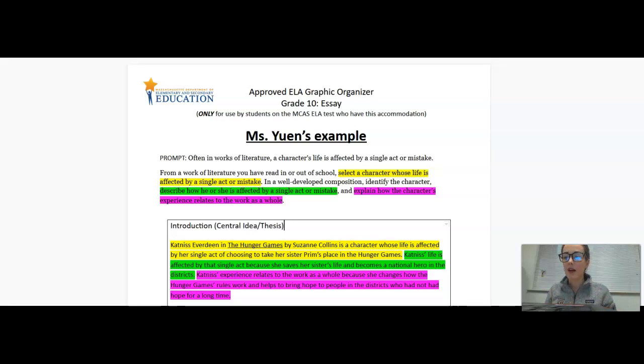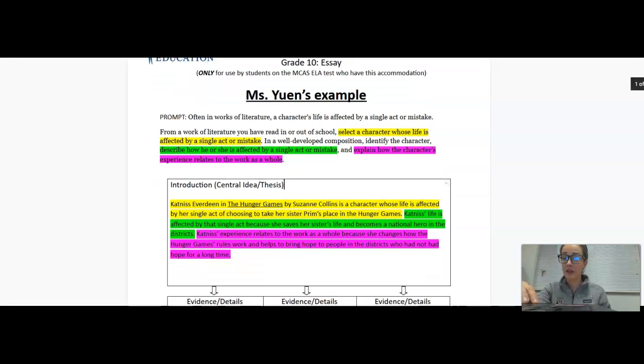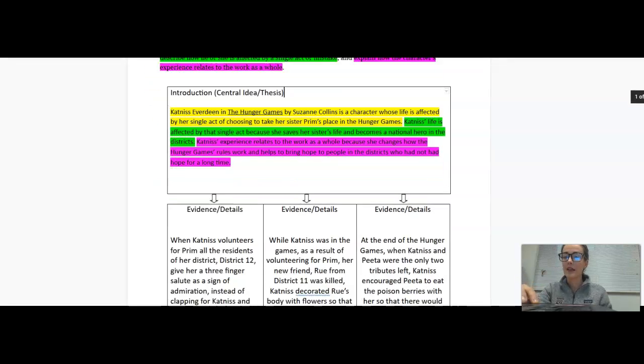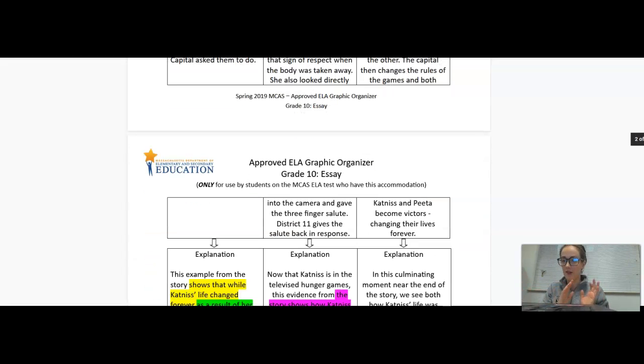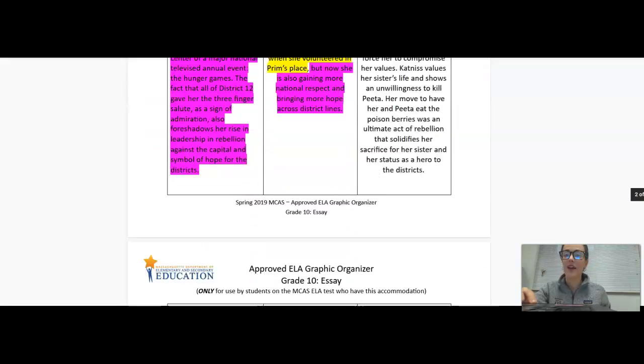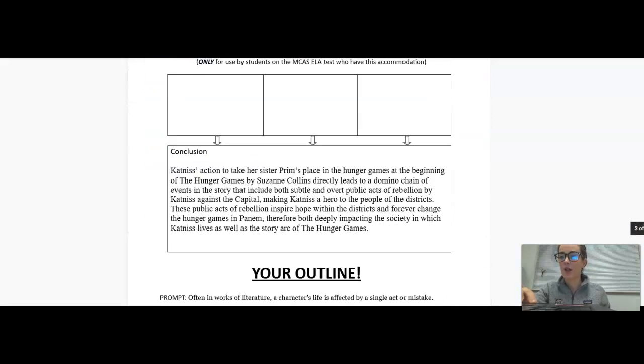Here, when I did my graphic organizer last week, I had my prompt, which I color-coded each part of the prompt to make sure I addressed it in my graphic organizer. And then I have my thesis statement. And then, as you remember, I have my evidence and details, 3 sets of evidence and details, and 3 sets of explanation. And those are the 3 body paragraphs. And then I have my conclusion.